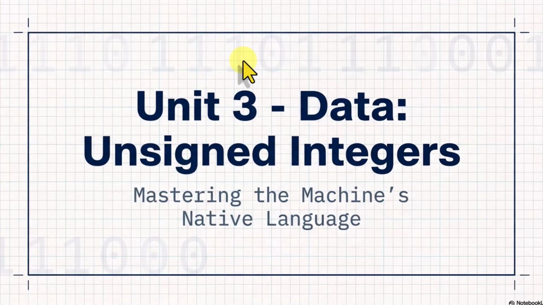After learning about binary systems and understanding that everything has to be changed to binary inside a computer, because the computer works with binary because of the hardware, now we're just going to discuss different types of data that we have. The first one is unsigned integers. Let's discuss what unsigned integers are.